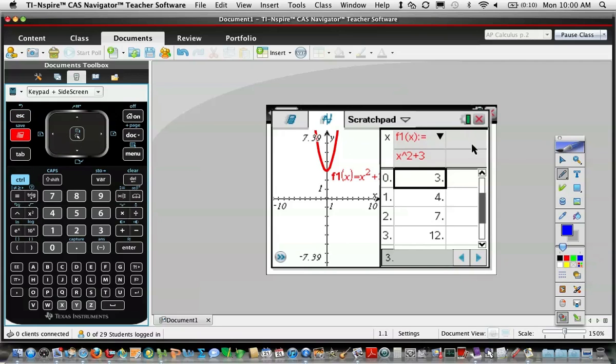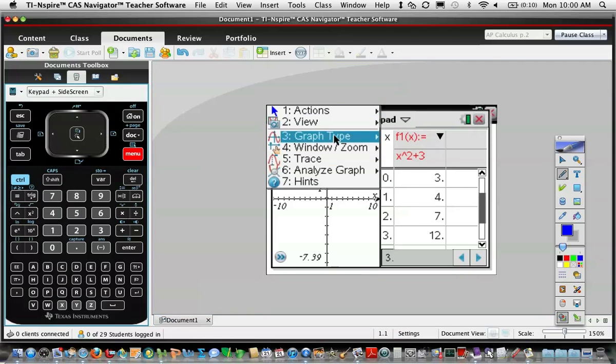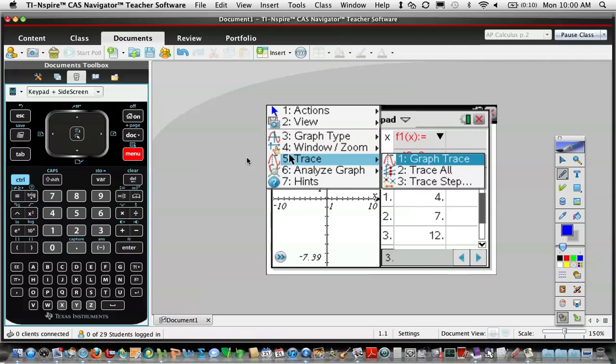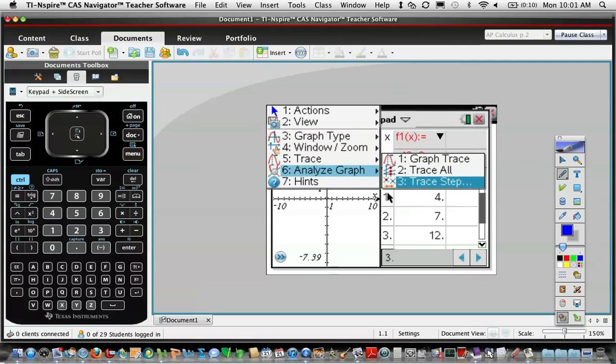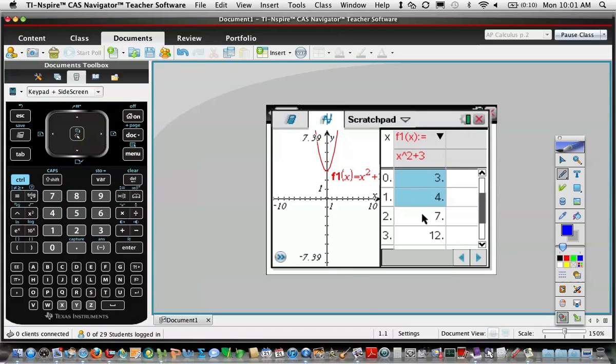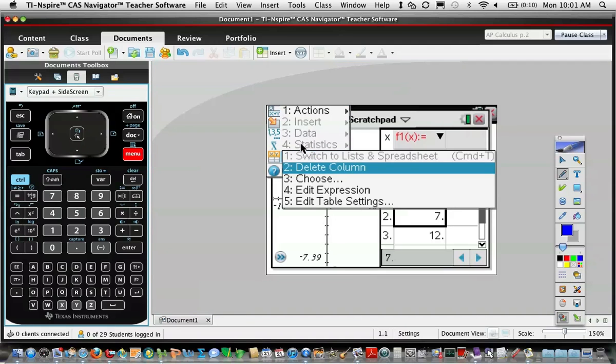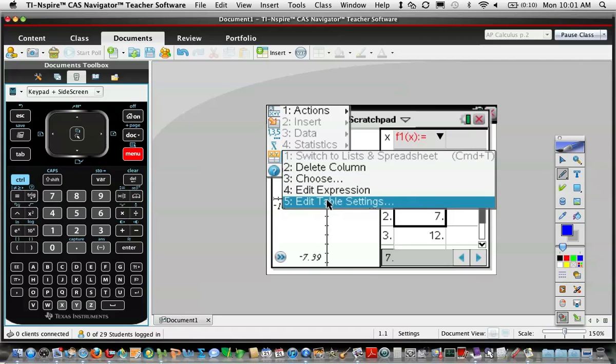Now, notice that my table is highlighted right now. Okay? If I click over here in the graph, now the graph is highlighted. See, I'm on a split screen. So if my graph is highlighted, if I go to menu, I get all the menu options. I want the table to be highlighted because I want to work with the table. So I need to click over here in the table. Now when I go to menu, I get different options. So make sure you're in the table. And we want to edit table settings.